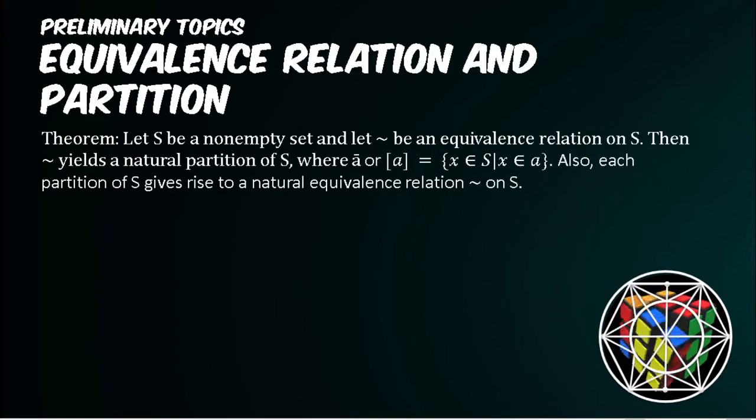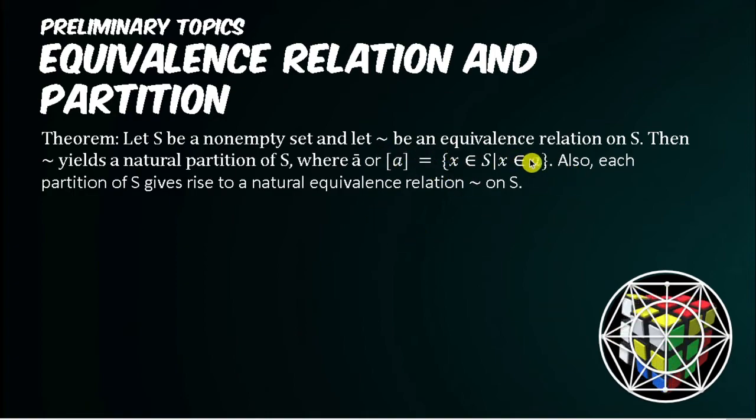Equivalence relation and partition, I think I mentioned this one. What does this say? Let S be a non-empty set and let this be an equivalence relation on S. Then that yields a natural partition of S, where each cell is an equivalence class. So it's basically saying that if we are able to show that it's an equivalence relation, then that equivalence relation yields a natural partitioning. Congruence modulo n is an example. Congruence modulo n is an equivalence relation, that's why it yields a natural partition of the given set.